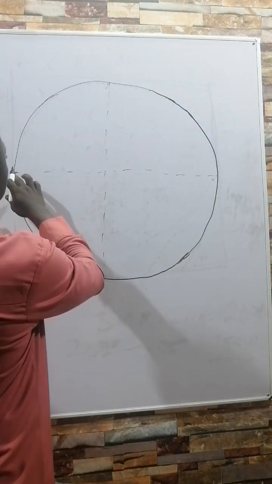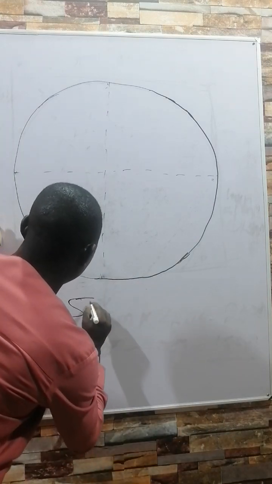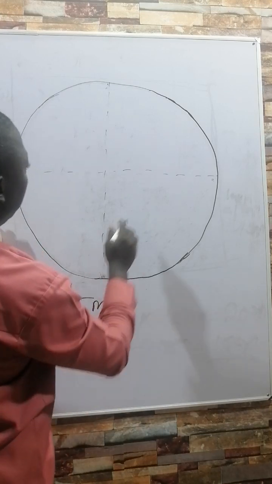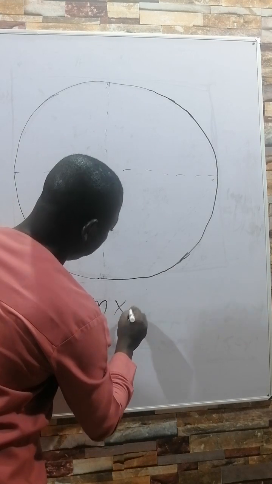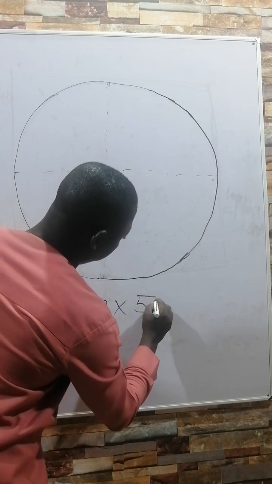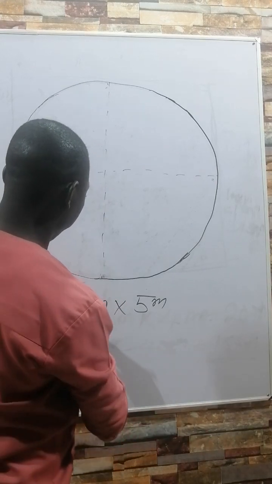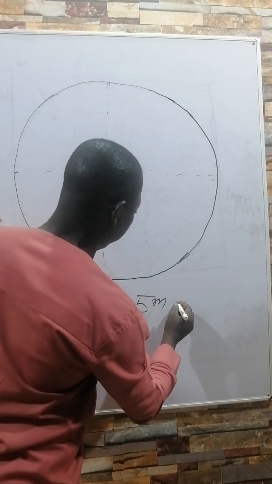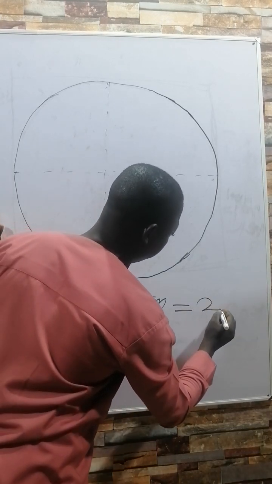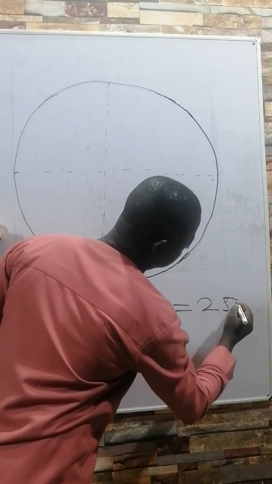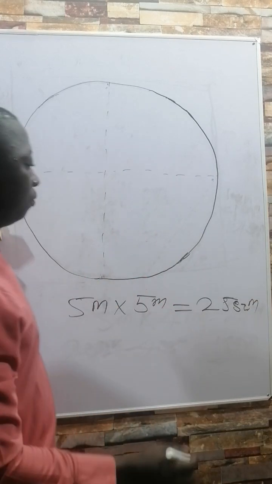For instance, if here is 5 meters, and here also is 5 meters, there's going to be 5 meters multiplied by 5 meters. Then you are getting 25 square meters. 25 square meters.